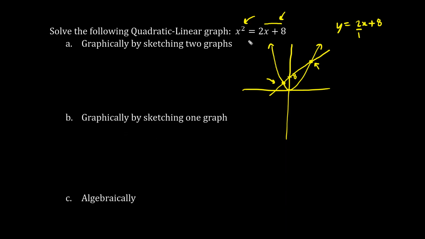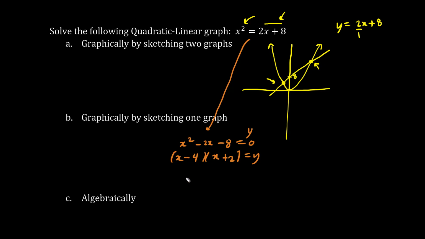Let's now solve this graphically by sketching one graph. We'll take this equation and throw everything to the left. So we have x squared minus 2x minus 8 equals 0. Now visualize this 0 as being the actual y equals 0. When we say y equals a parabola, we can factor. So let's factor this parabola. Y equals x. Let's try 4 and 2. Minus 4 plus 2 is the factored form.